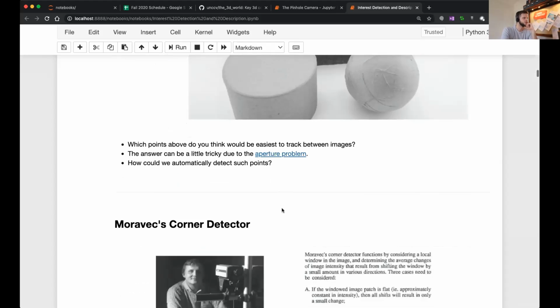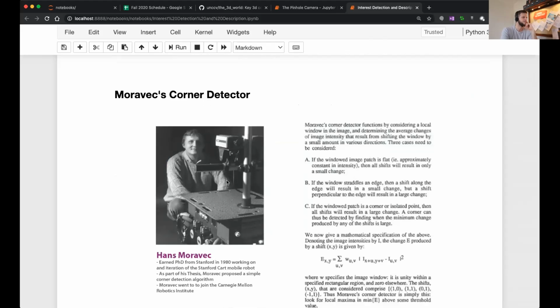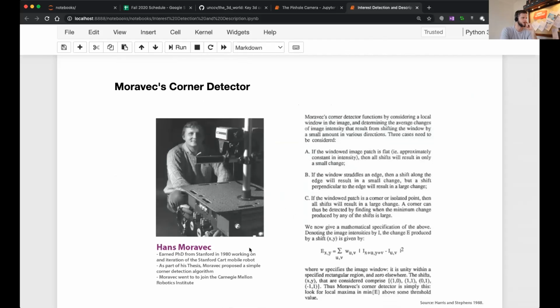And one of the first people to think about this problem was this researcher named Hans Moravec. He worked on the robot after Shakey. It was the Stanford Cart robot.